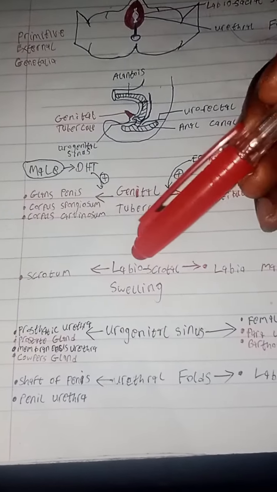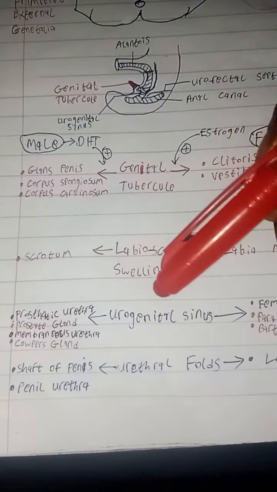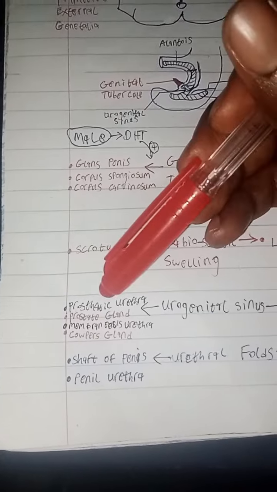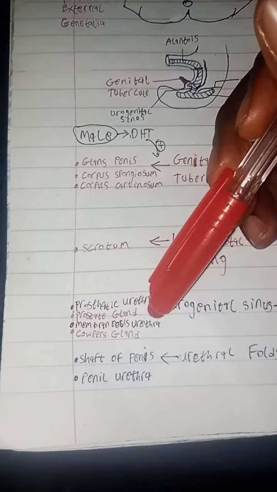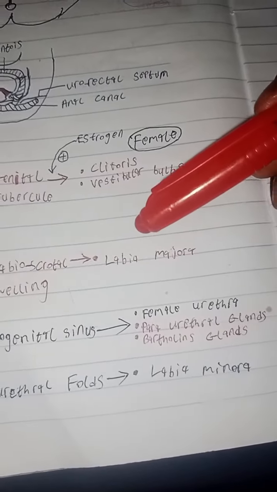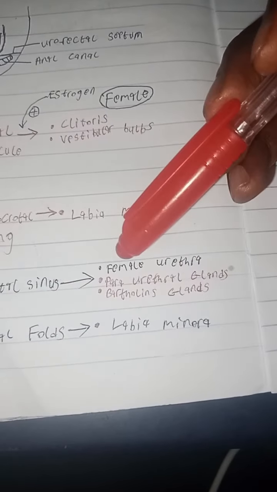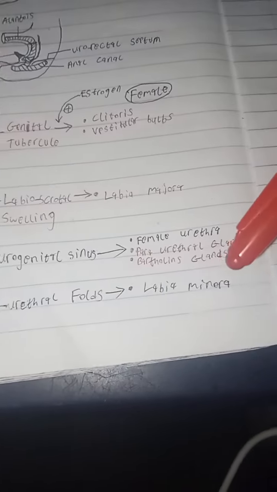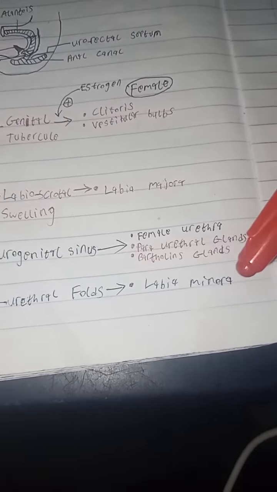For the urogenital sinus, for the males, we have the prostatic urethra, the prostate gland, the membranous urethra, and the Cowper's gland. For the female, you just have the female urethra, the paraurethral glands, and the Bartholin's gland. Again, urethral folds. For the males, we have the shaft of the penis and penile urethra. For the female, we have the labia minora, and that's it.